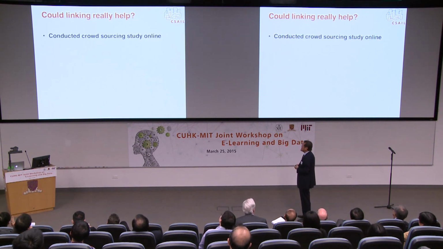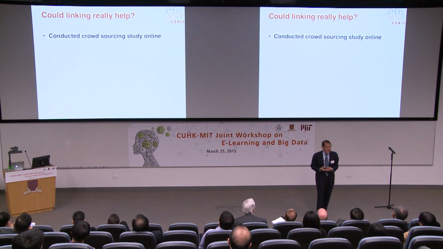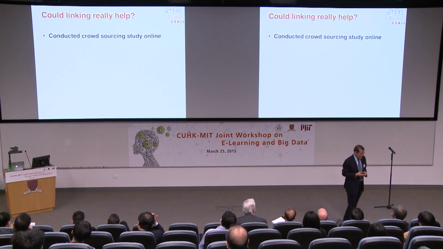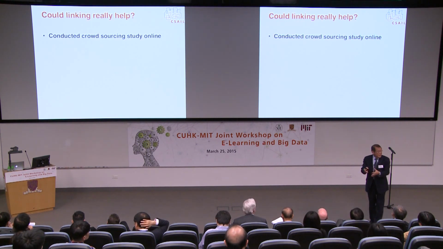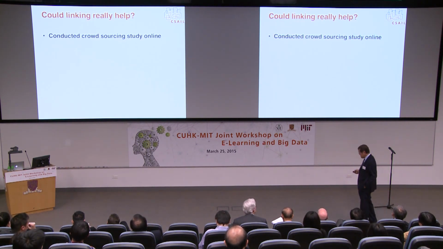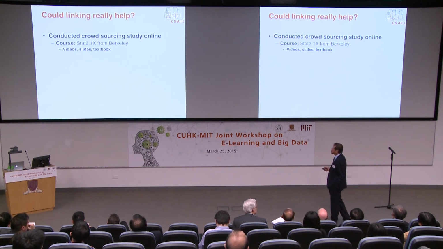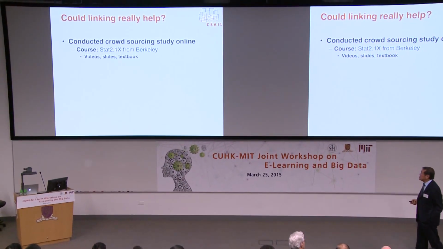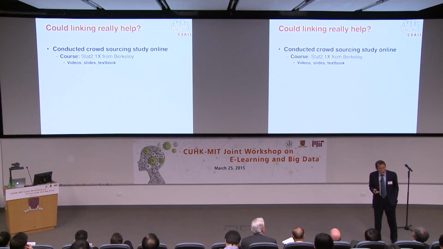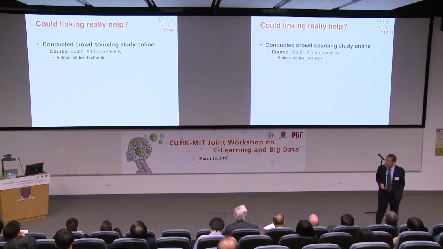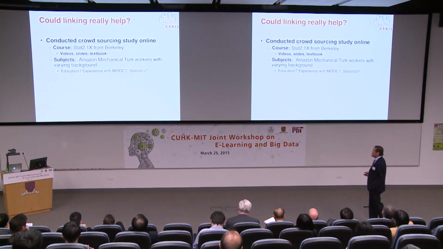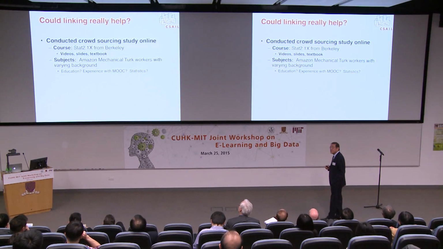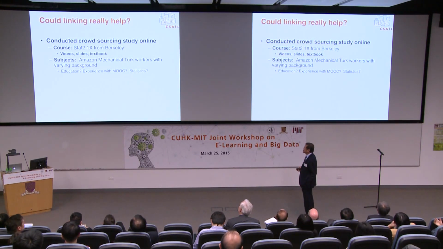And what we're trying to do is to conduct a crowdsourcing experiment. You have heard Rob Muller talk about that, so I won't elaborate. We're taking a course, in this particular case a statistics course from UC Berkeley. It has videos, slides, textbooks, and this kind of thing. And we use Amazon Mechanical Turk, the micro task workers, to be the subjects. And they have varying backgrounds.